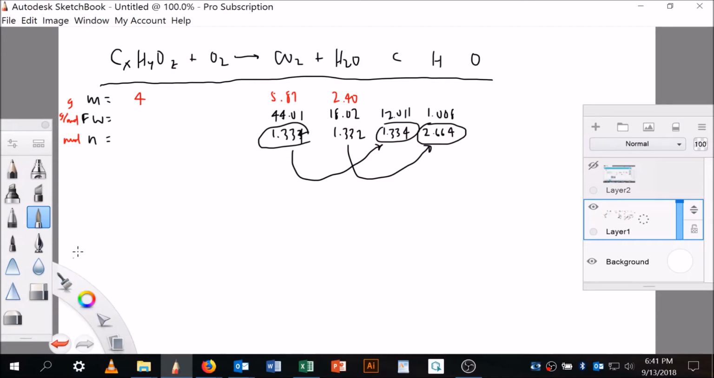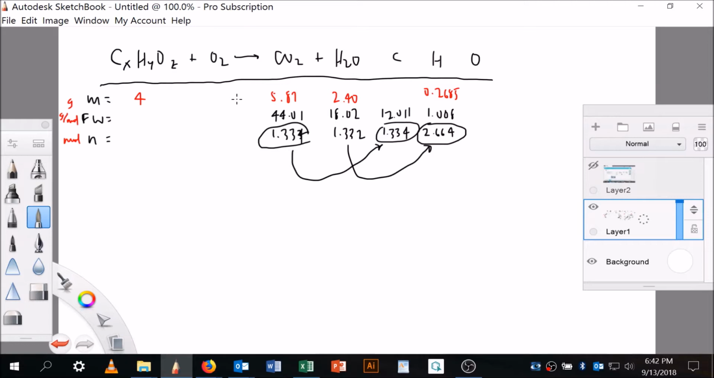So let's go back to red over here. That's going to give me 2.664 times 1.008, which gives me 0.2685 grams of hydrogen. How many grams of carbon? 1.334 times 12.011 equals 16.02. No, that's not possible. I did something wrong here. I can't have more carbon, right? I got 16, and it can't be 16. So I have a mistake here somewhere.